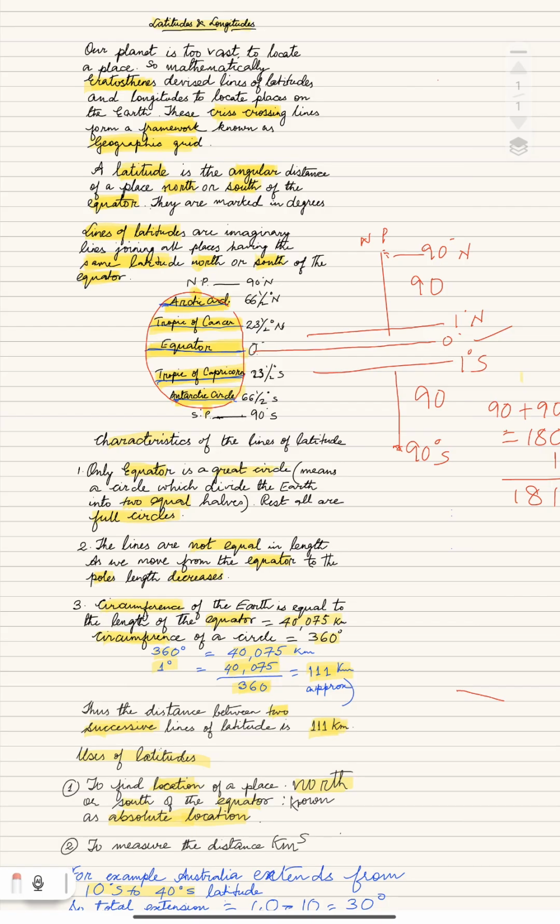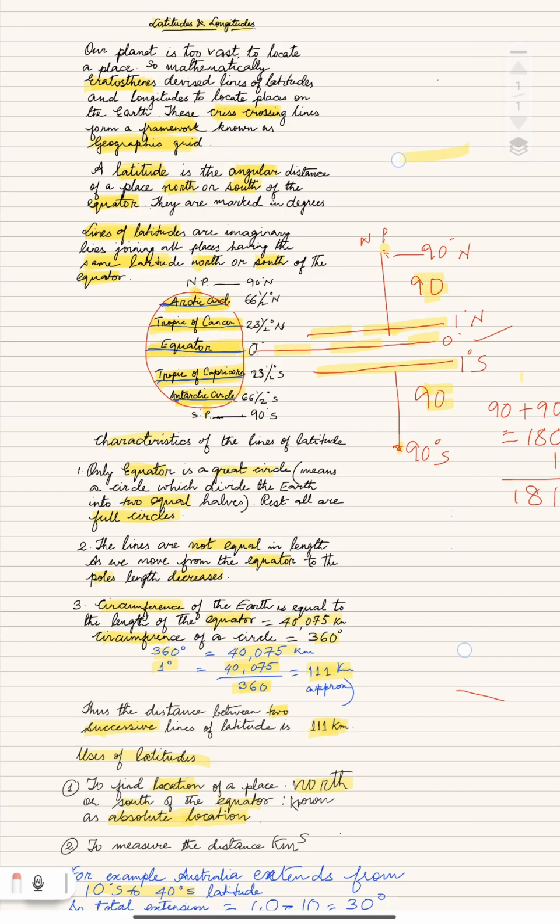Now children, we all know that equator is 0 degree. Now after equator, first line of latitude is 1 degree north. Now from 1 degree till North Pole, which is not a line but a dot, we draw 90 lines. Similarly, from 1 degree south till 90 degrees south, we draw 90 lines.